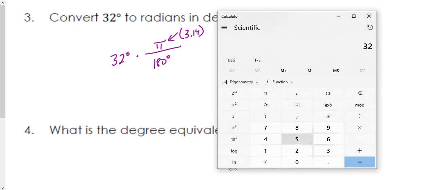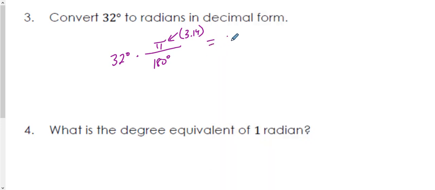So really, you're just going to throw this into your calculator. 32 times 3.14. We're going to divide that by 180 degrees, and we get 0.558, or let's say 0.56 radians. Again, this is rounded, so we're approximating 0.56 radians. It depends on where you need to round. It should tell you where to round, or if you have a multiple choice question, you should be able to see where to round. It's not that big of a deal.